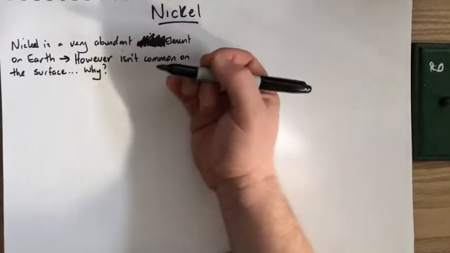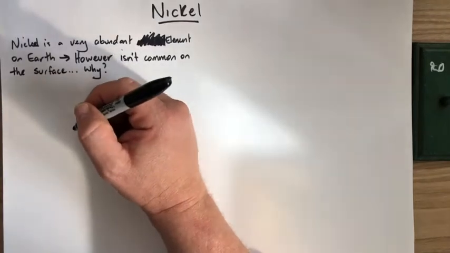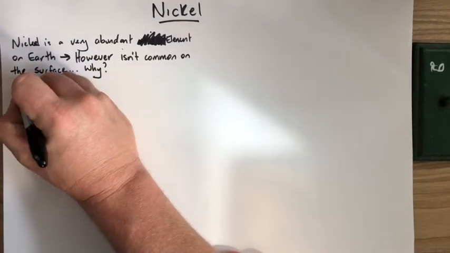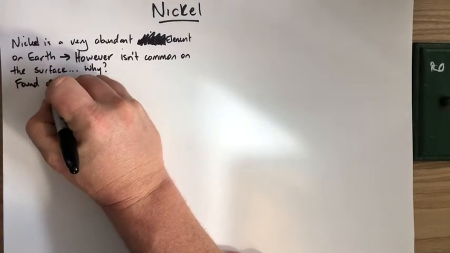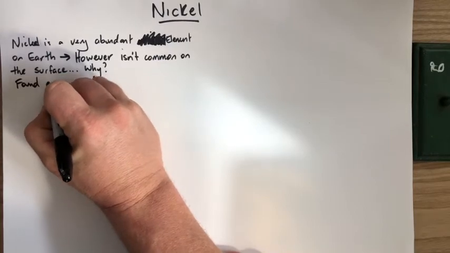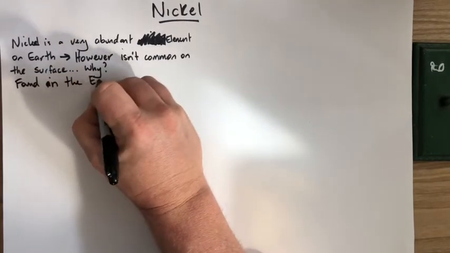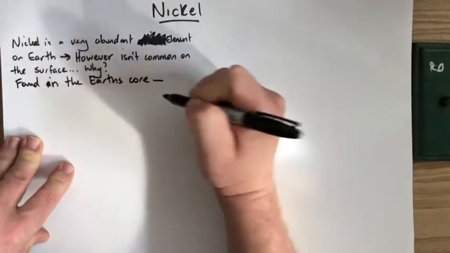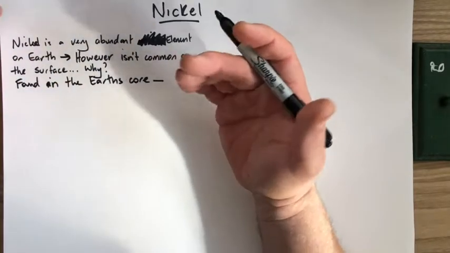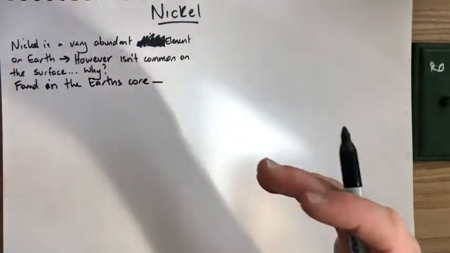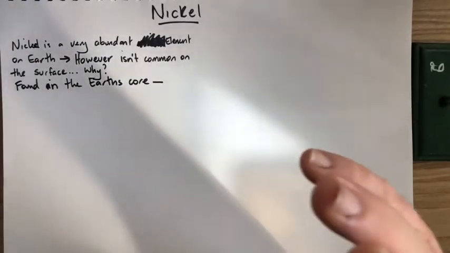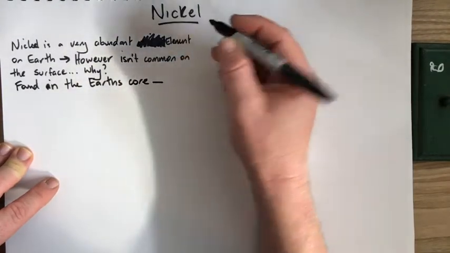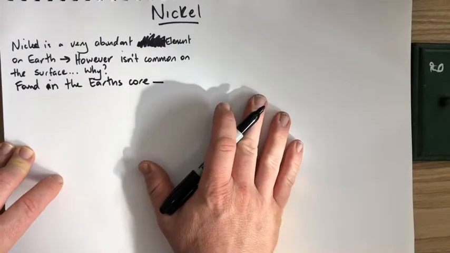And the main reason for this is because most nickel, along with most of the iron on the Earth, is found in the Earth's core. Why is that? Well, because it's quite dense, and early on in Earth's formation, most of those materials were pulled by gravity down to the center of the Earth.